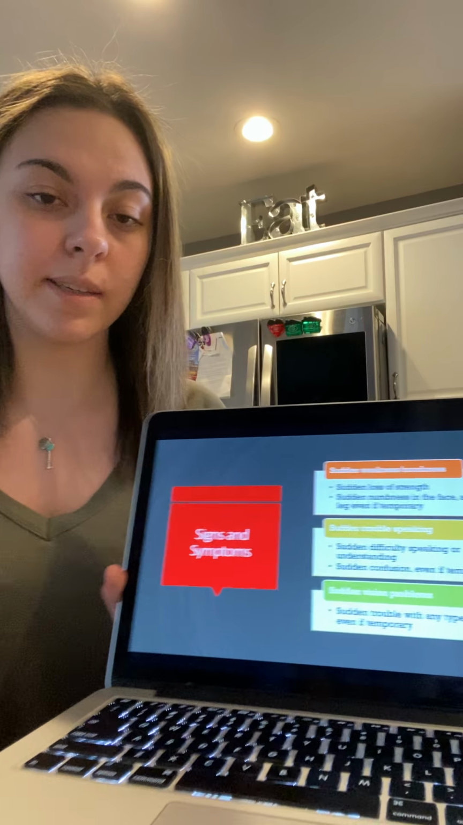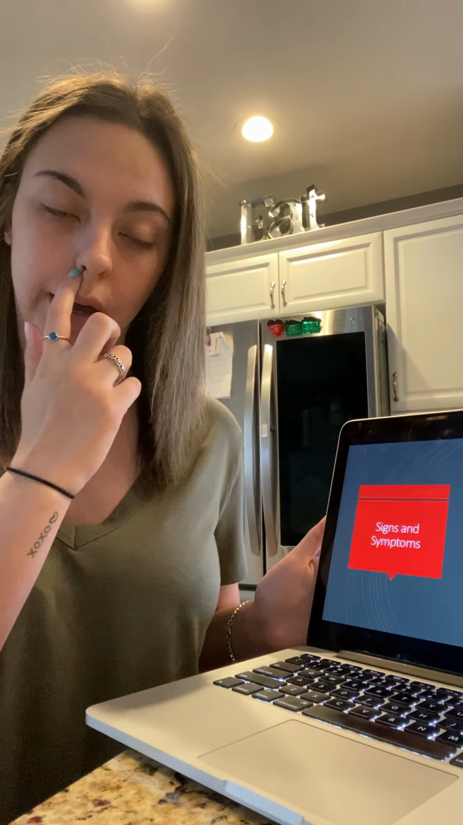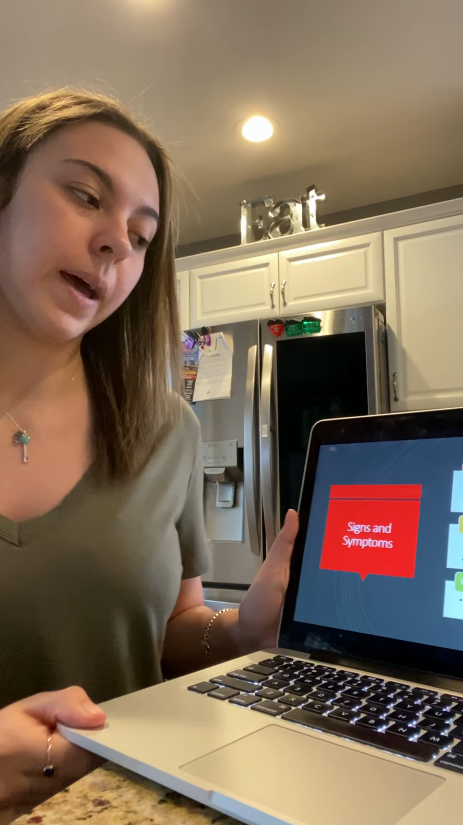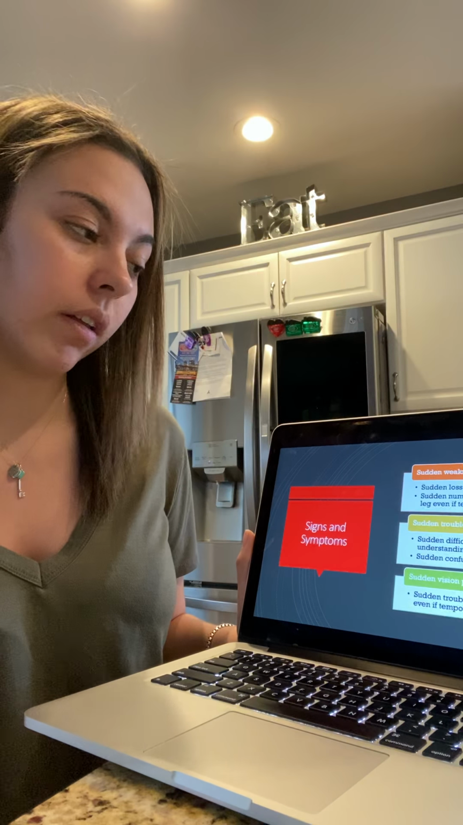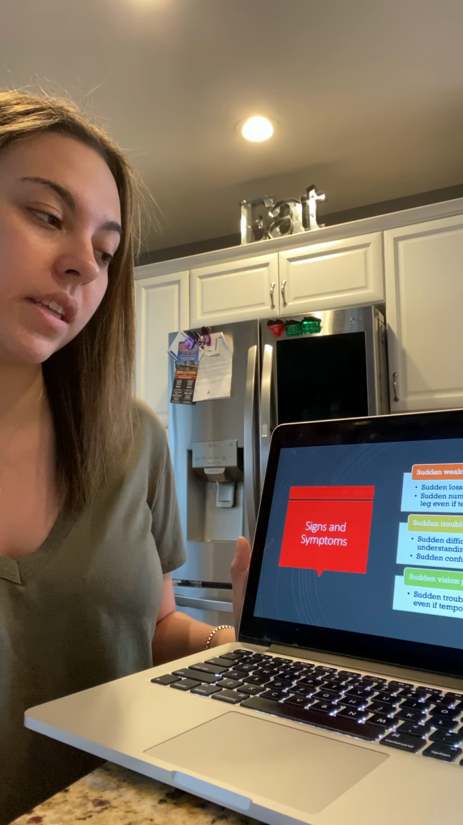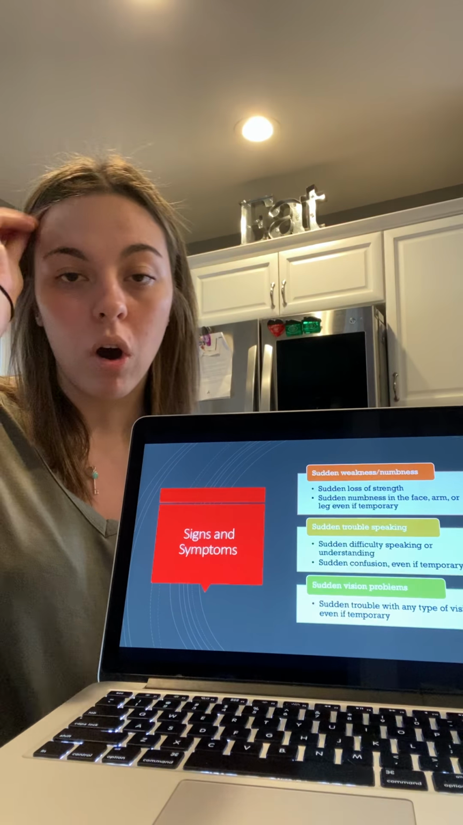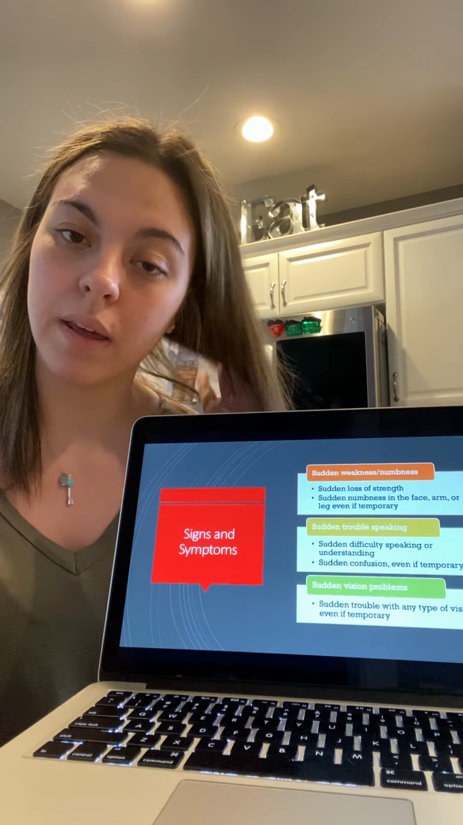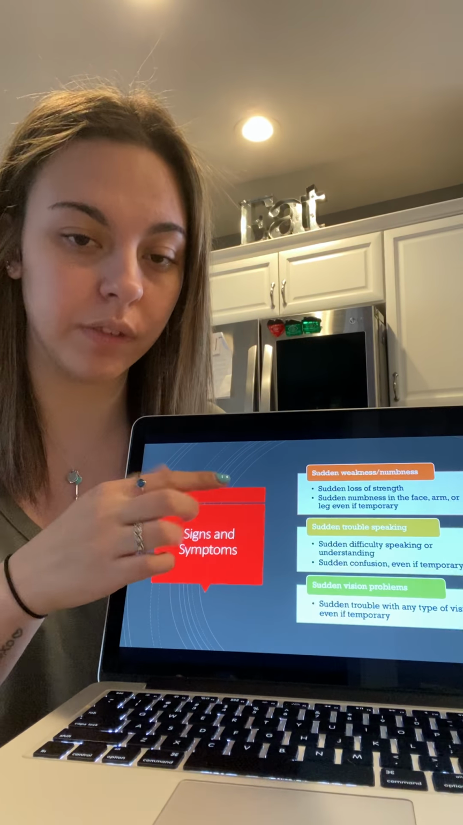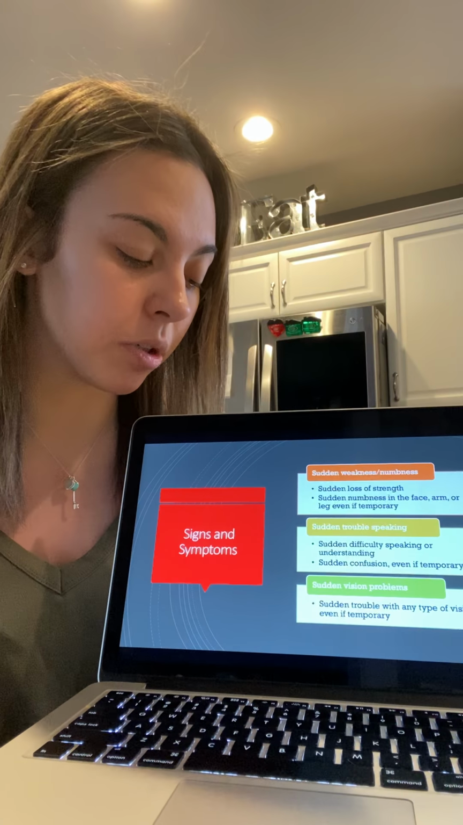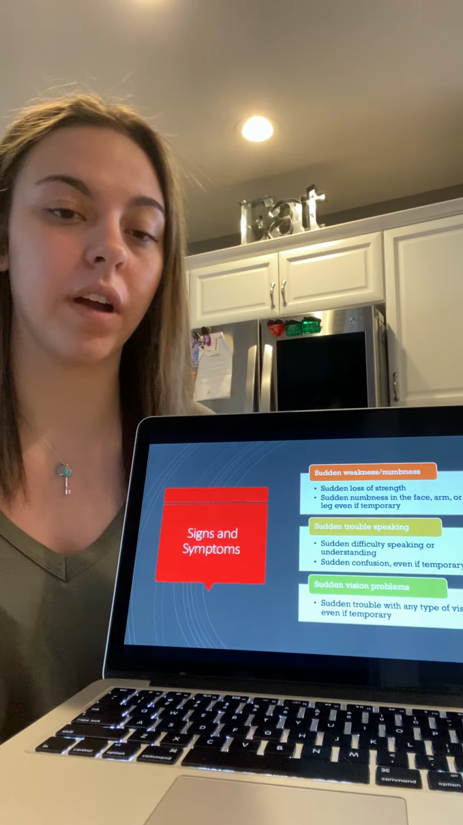So the signs and symptoms are the BFAST, all of those, but just a little bit more in depth is sudden weakness or numbness. So a sudden loss of strength, sudden numbness in the face, arm, or leg, and even if this is temporary. Something may happen, and you shouldn't just ignore it, especially if you have many of these signs or symptoms. You want to make sure that you're calling 911 right away. You'd rather be safe than sorry.